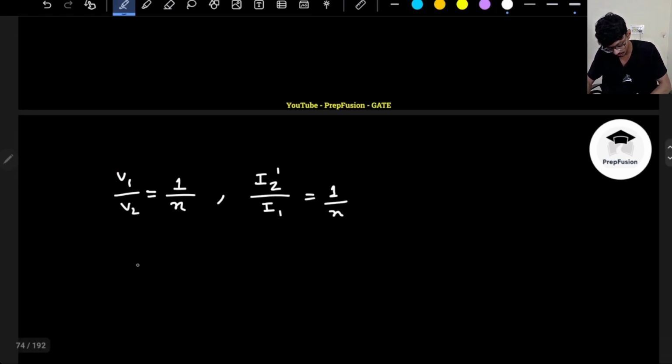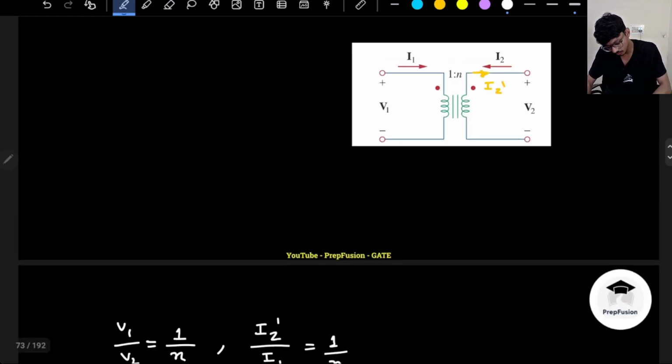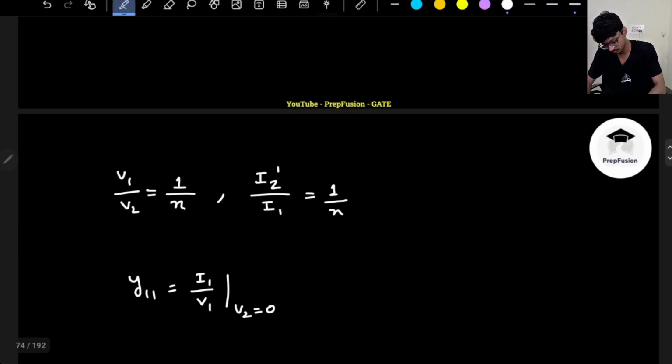So what is Y11? Y11, if you remember, is the ratio of current and voltage. Current by voltage, the first number will be at the numerator, second number at the denominator, and of course I have to make the voltage 0. It is a short circuit parameter, so V2 will be 0 here. Now if V2 is 0, what is V1? V1 is V2 by n.